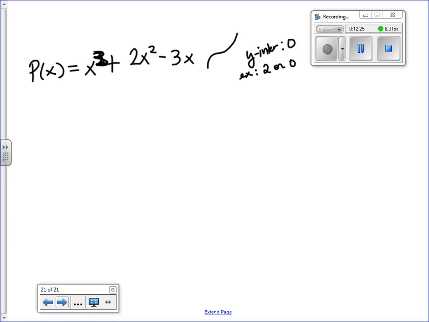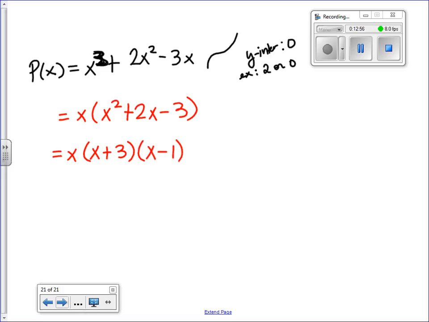Now let's talk about the zeros, because that's where we really need to focus on our graphing. Is there anything I can factor out of all of that? This factor? What does that factor down to? How about x plus 3, x minus 1? Okay, so what are my zeros? 0, -3, and 1.